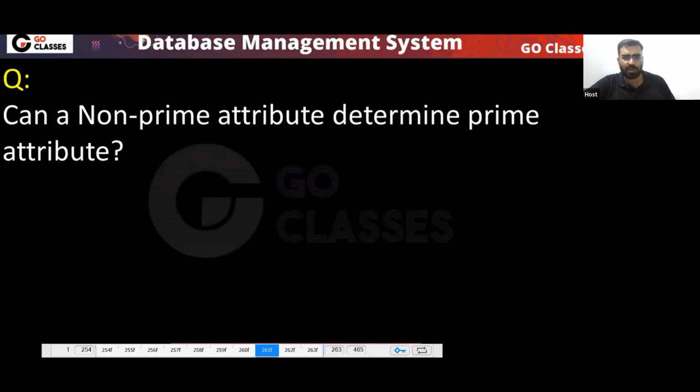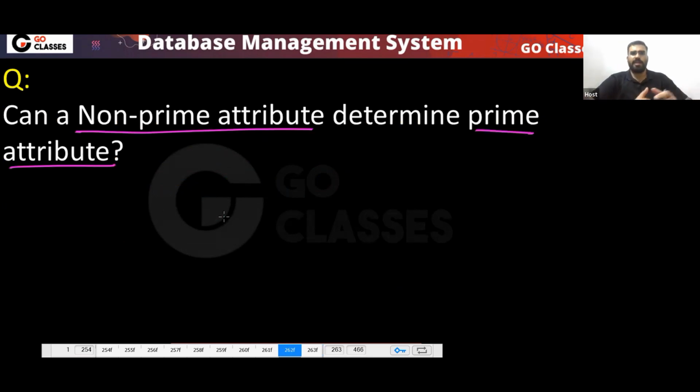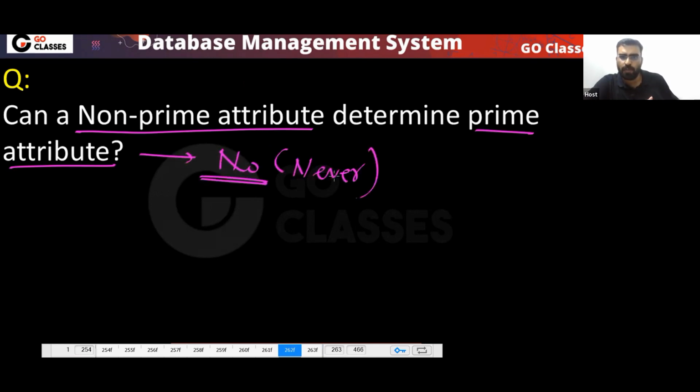Did you understand so far whatever we have seen? Let's see this one. Tell me what is the answer for this question. Can a non-prime attribute determine a prime attribute? The answer is no. It can never. A non-prime attribute can never determine a prime attribute, because if it happens, then it will become prime.